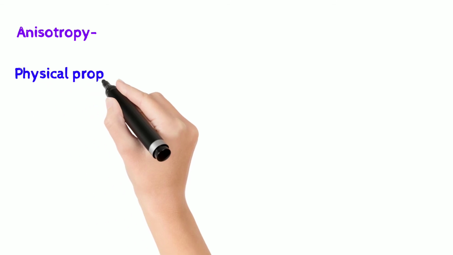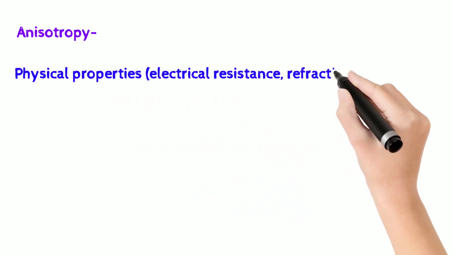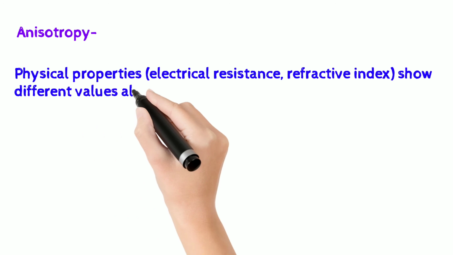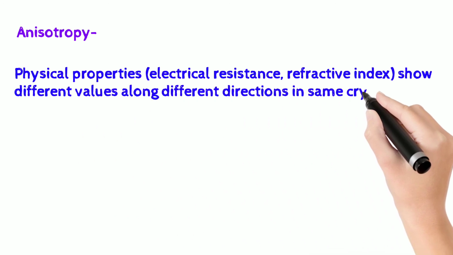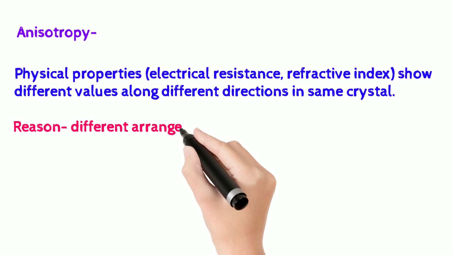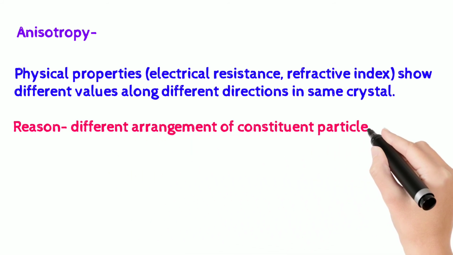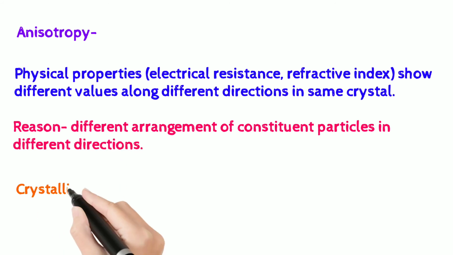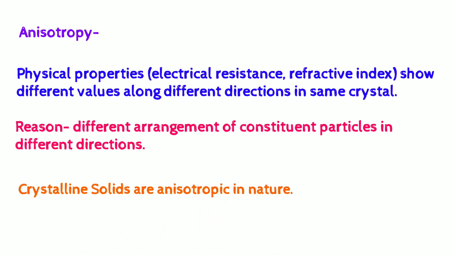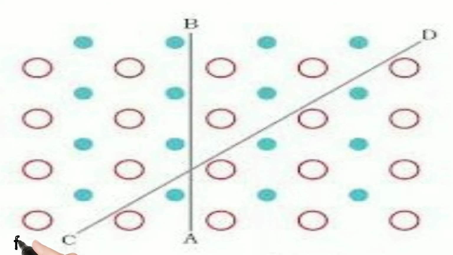Anisotropy. When the physical properties, for example, electrical resistance or refractive index, they show different values along different direction in a crystal, the property is called anisotropy. The reason is that there is a different arrangement of constituent particles along different direction in the crystal. Crystalline solids show anisotropy. You can easily understand this by looking at this diagram. Here you can see that along the direction AB, the arrangement of particles is different as compared to the direction CD, thereby representing the property anisotropy. This is the diagram of a crystalline solid.